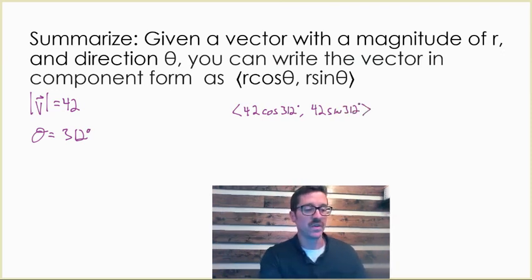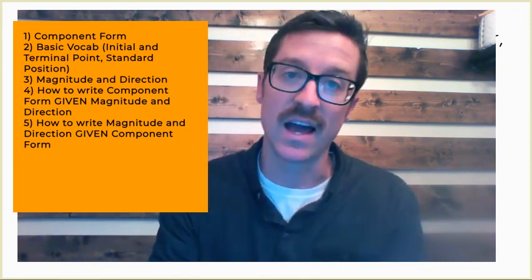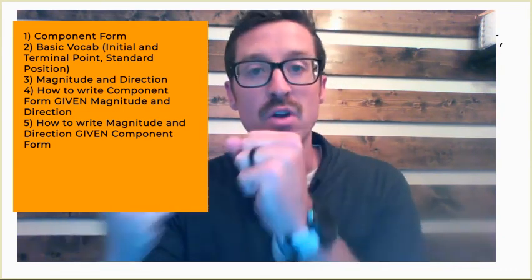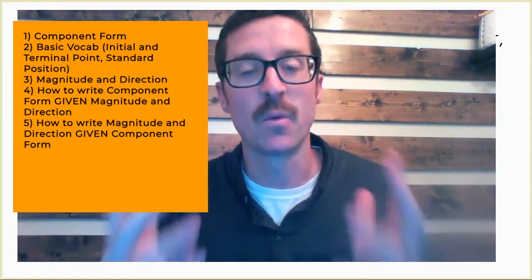So we've covered a lot in this video. We've covered what is a vector, what is initial point, what is terminal point, what is standard position, how to calculate the magnitude, how to calculate the direction, and then if you know magnitude and direction, how to write component form. So we've covered quite a bit. I hope this video was helpful.